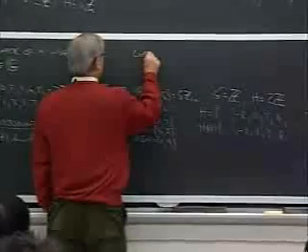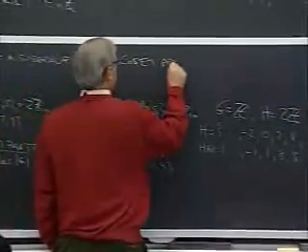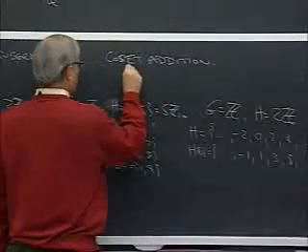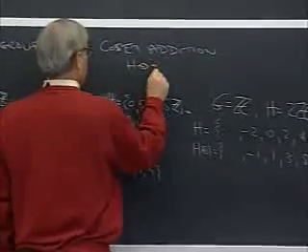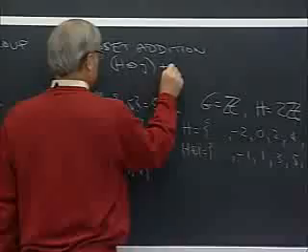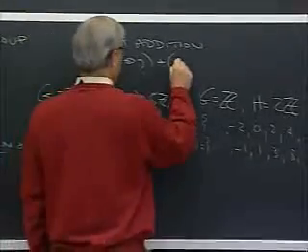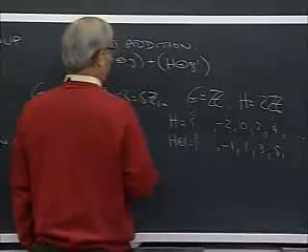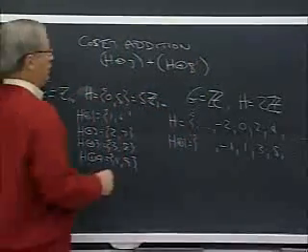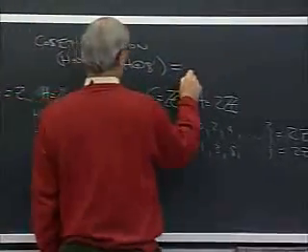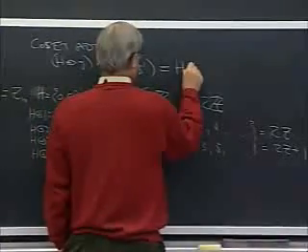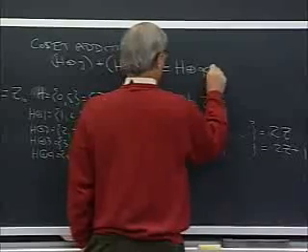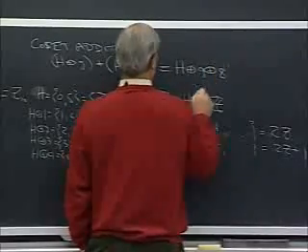Coset addition is defined as follows. H plus G, we want to have some addition operation, which I'll just indicate by plus. This H plus G prime, what's that going to equal? We define that to equal H plus G plus G prime.